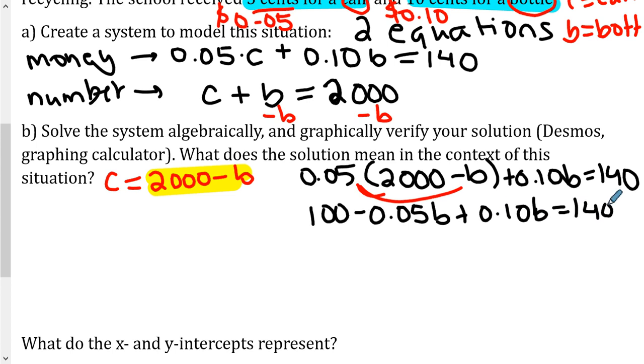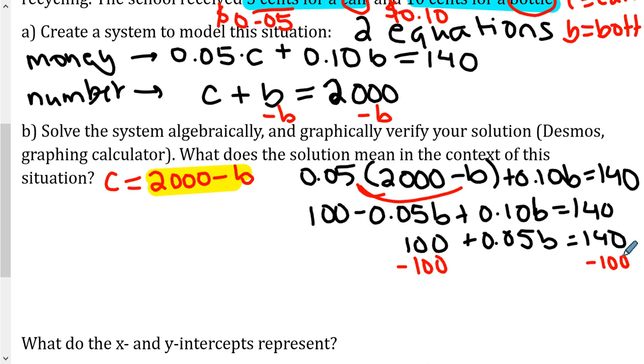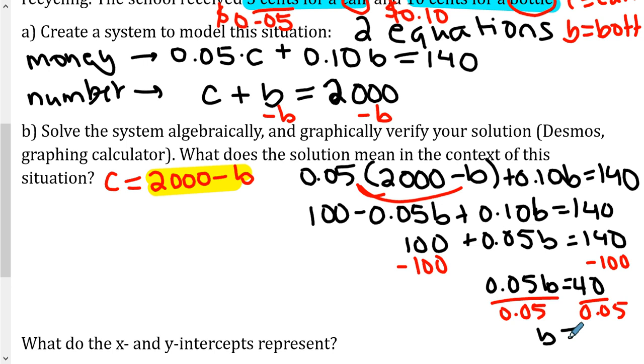And we can combine those like terms. Right now I have a negative 0.05b and a positive 0.10b. That's going to total to a positive 0.05b equals 140. Bring that 100 to the other side. I can subtract 100 from both sides. Just left with 40. Divide both sides by 0.05, right? And this is why it's super important that our units are the same, because if one was in cents and one was in dollars, this answer would now not make any sense. And so B equals 800.